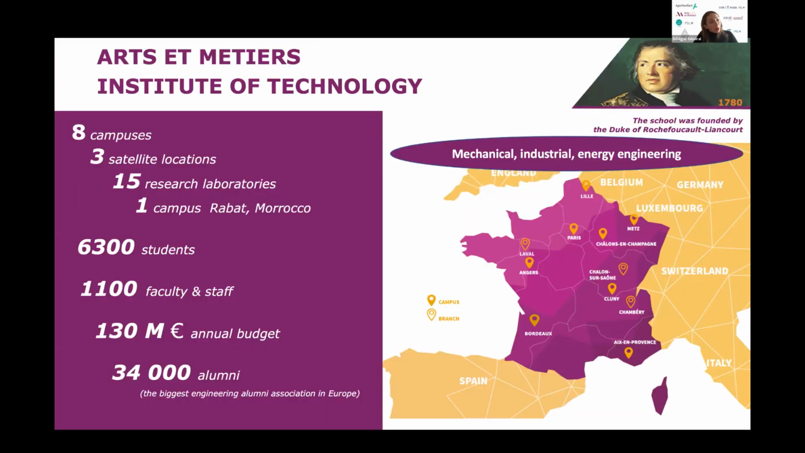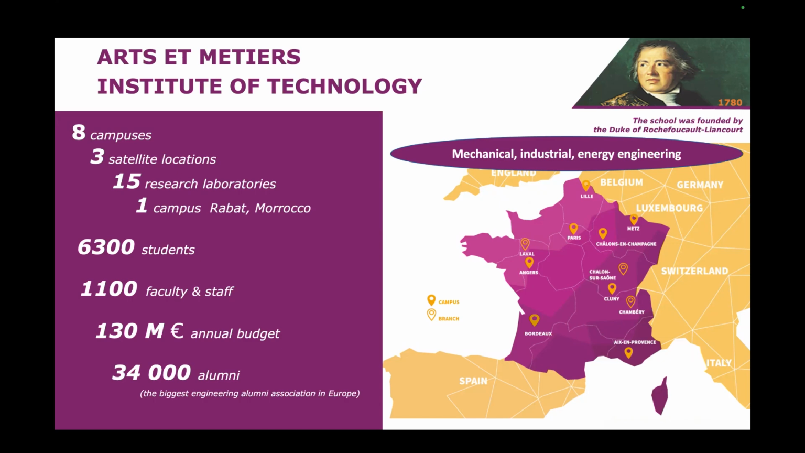So, founded in 1780, ENSAM has a rich history in engineering education. Our institution has grown to encompass eight campuses, 3 satellite locations, and even an international campus in Rabat in Morocco, with over 6,300 students, 1,100 faculty and staff, and 130 million euro as annual budget. ENSAM is one of Europe's largest engineering schools, offering advanced expertise and a powerful network with over 34,000 alumni all over the world.